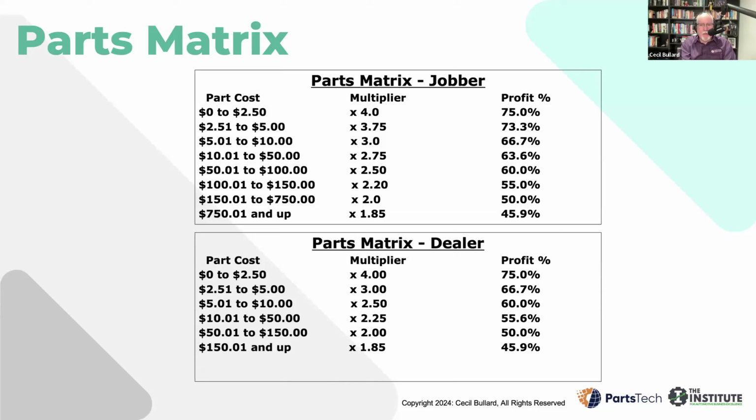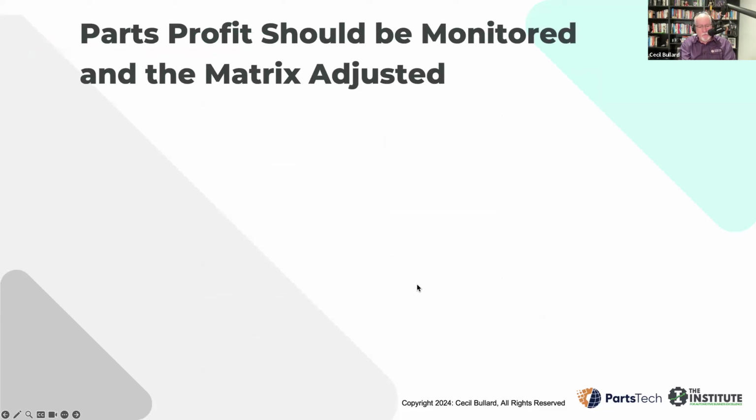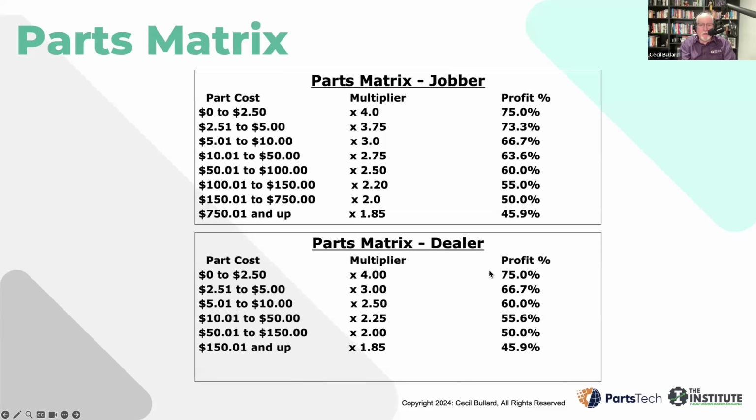And so you'll notice on the dealer matrix that it starts a little higher, but it fizzles out a little faster. In the shops that I have run, the last shop that I ran, the lowest matrix part we had was a 45.9%, so a 1.85 multiplier.